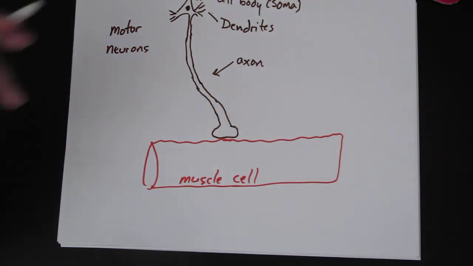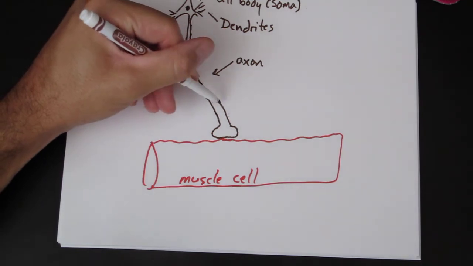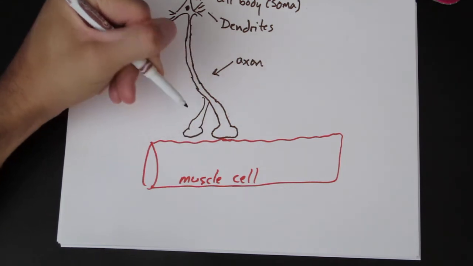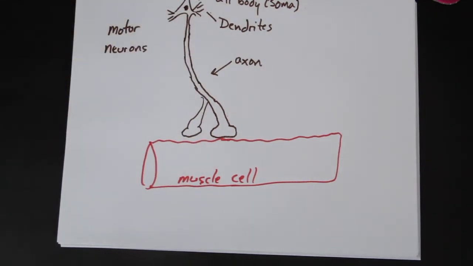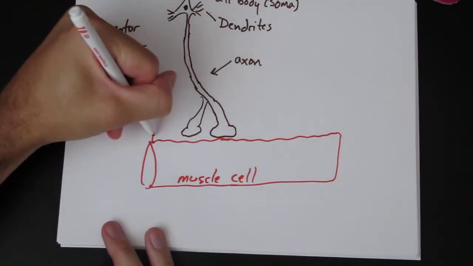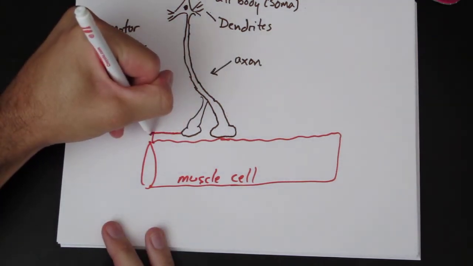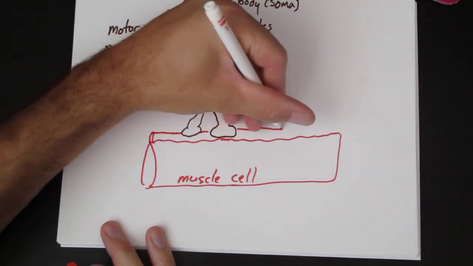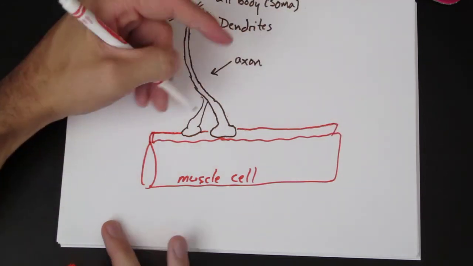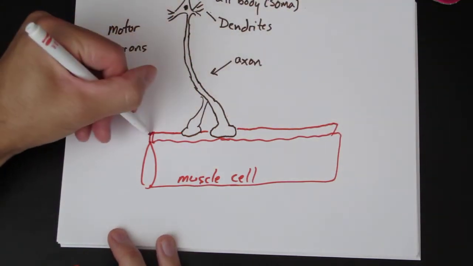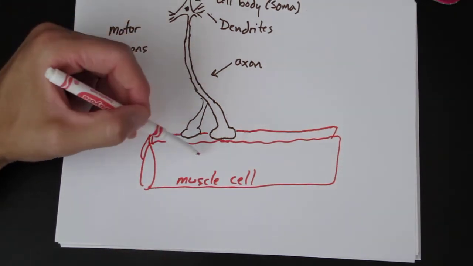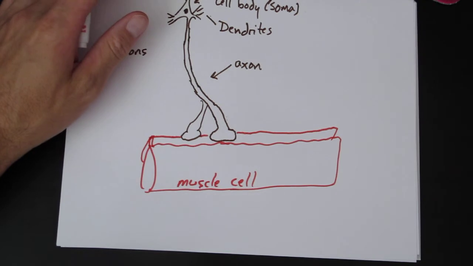Now, this axon can branch. This axon can have branches that come off of it, and those branches might go to other cells in the area. So we might have another muscle cell tucked up right next to this one, and this other branch could potentially be going to it. So we might have multiple muscle fibers here in line with each other, and this axon could go to multiple muscle cells.